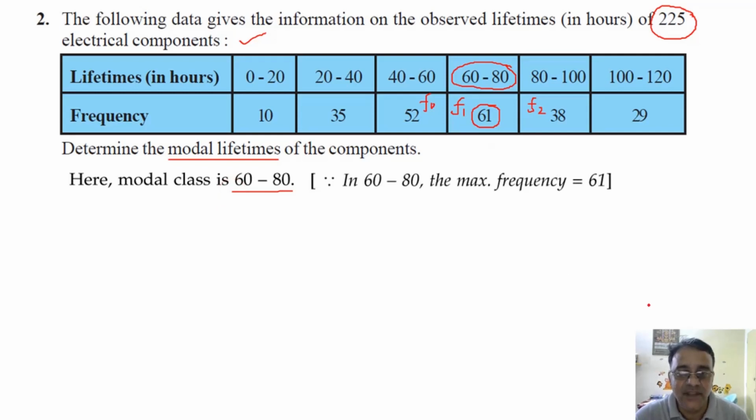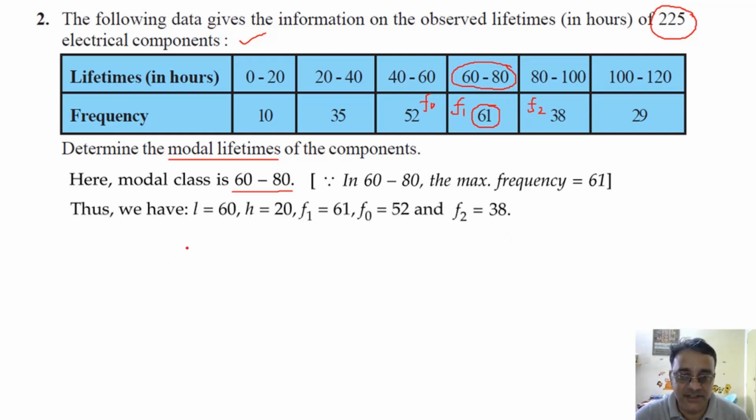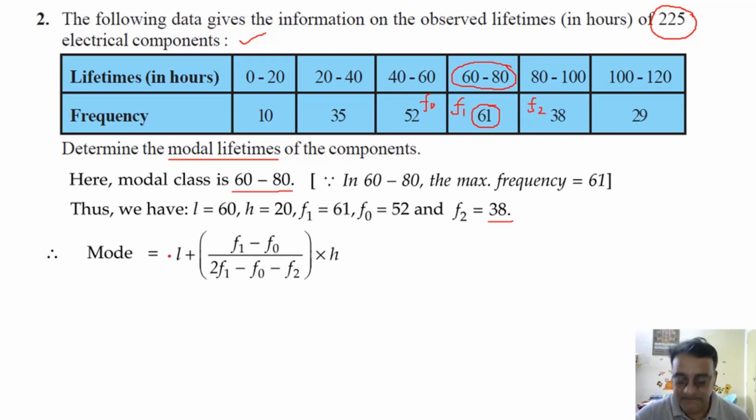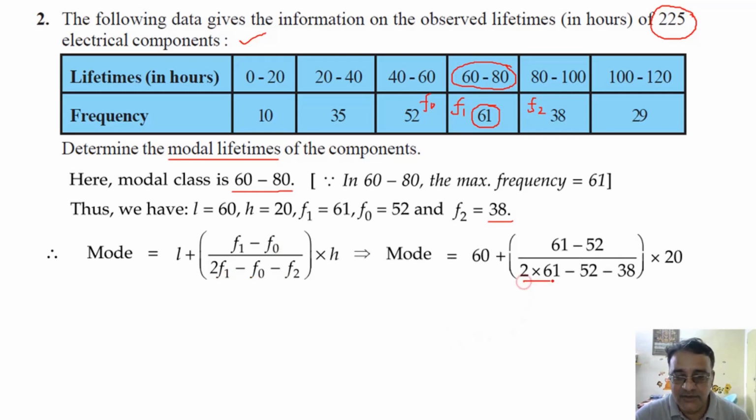So here the modal class is 60 to 80 because this class has the maximum frequency, that is 61. The value of L is equal to 60, H is 20, F1 is 61, F0 is 52, and F2 is 38. After writing this, we have to write the formula. Then we have to substitute: 60 plus (61 minus 52) upon (2 into 61 minus 52 minus 38). So 2 into 61 will become 122, minus 90, and the numerator 61 minus 52 is 9.